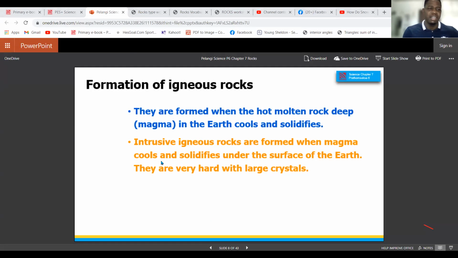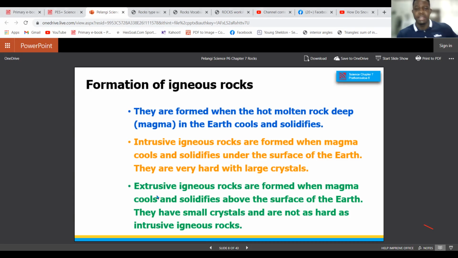Yes, we're saying here, intrusive igneous rocks are formed when magma cools and solidifies under the surface of the earth. They are very hard with large crystals in them. You can see some snowflakes there in the intrusive. So let's go to extrusive now.